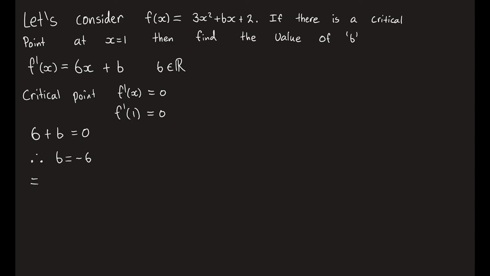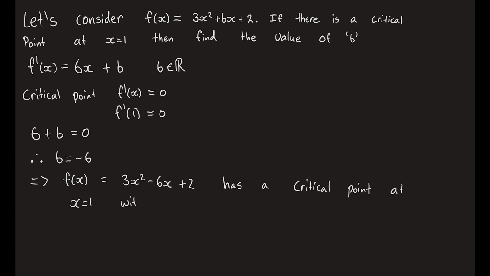And we can conclude that the function f of x is equal to 3x squared plus minus 6x, so that's the same as minus 6x, plus 2 has a critical point at x is equal to 1 with a value of 3 minus 6 plus 2, that is minus 1. So the point is 1, minus 1.